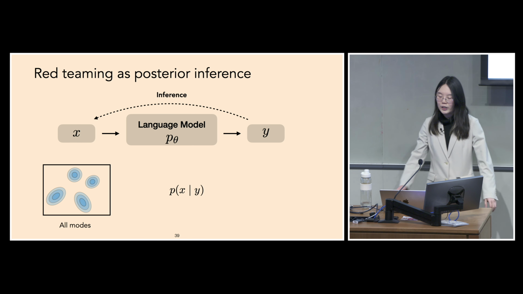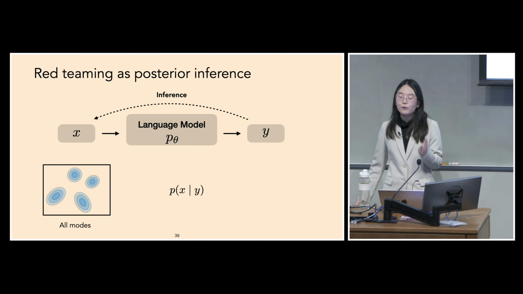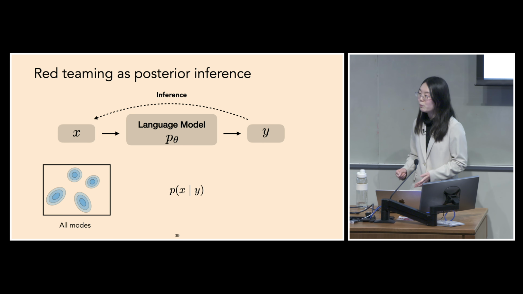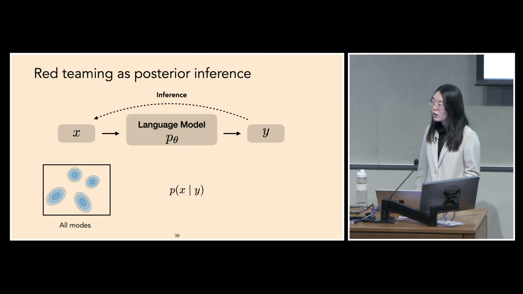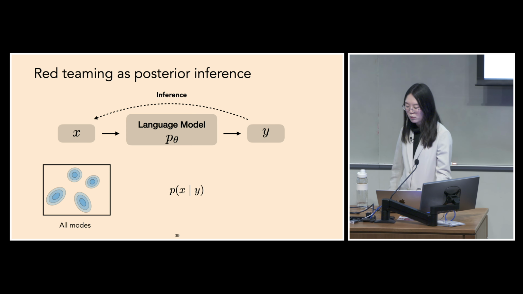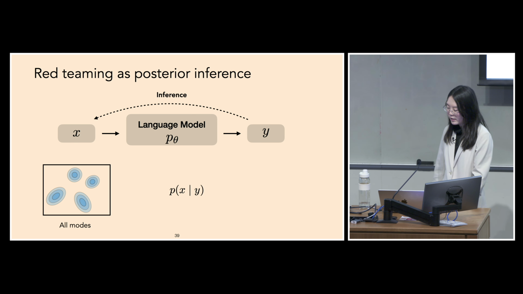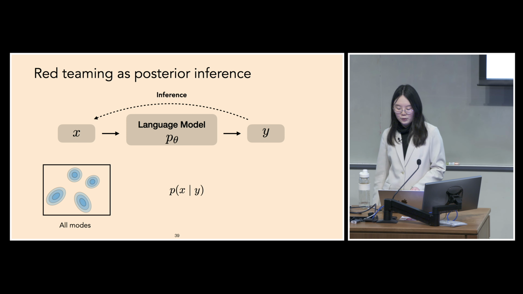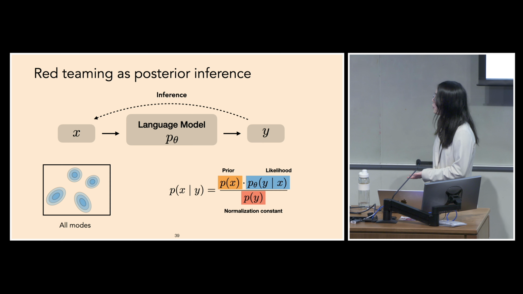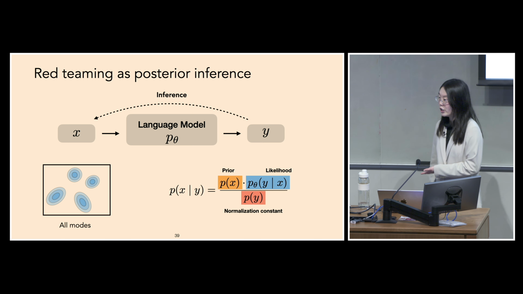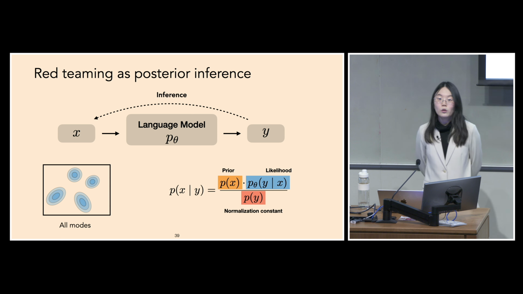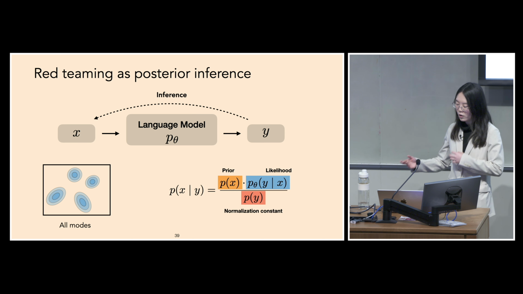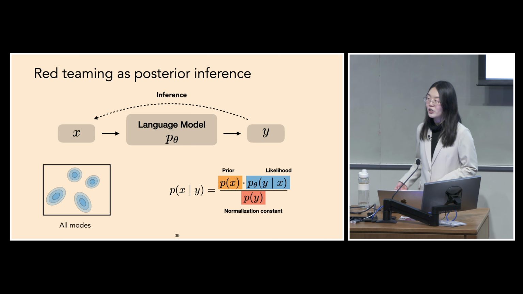To address this, we changed the problem formulation. Instead of finding a single string, we try to find a distribution over strings, which could cover more support by construction. In our work, we cast this as a posterior inference problem, and our goal is to estimate the posterior distribution of X given Y. Now let's use Bayes' rule to write out the posterior. We have the prior term and the likelihood term, divided by the normalization constant. Here, the normalization constant is intractable to estimate because it would involve marginalizing over all the potential prefixes X that could generate Y.